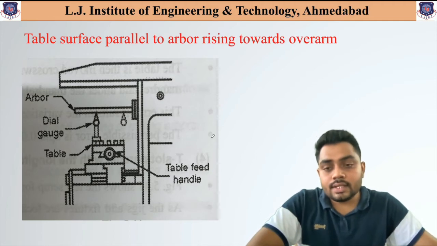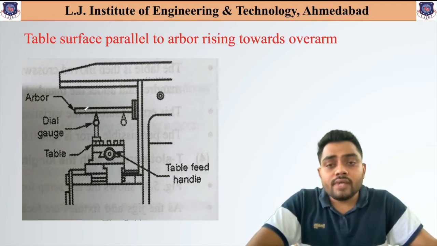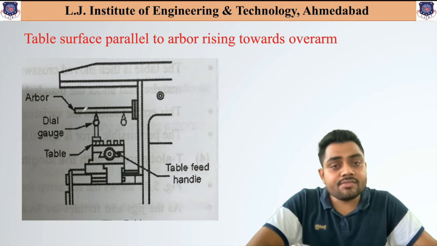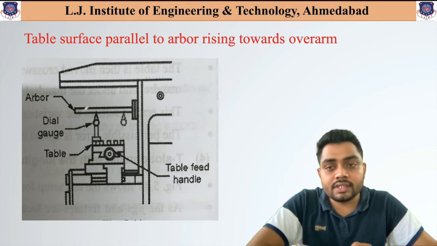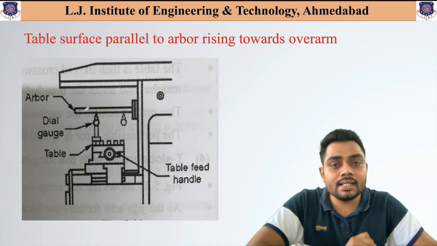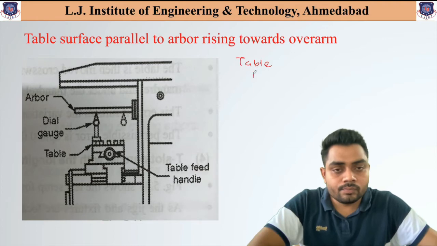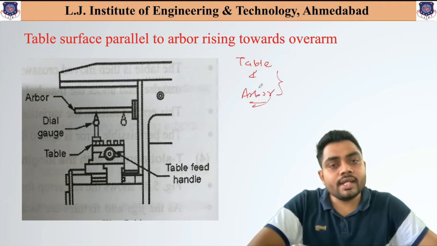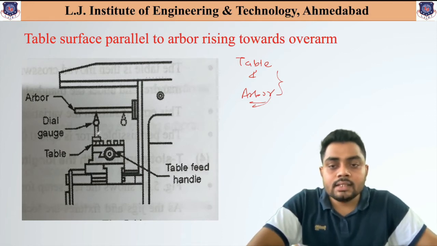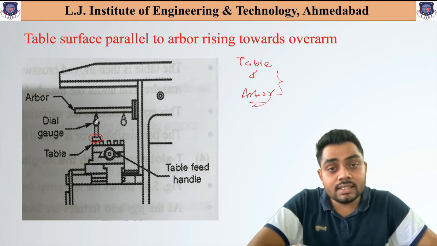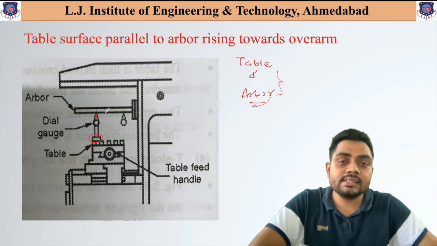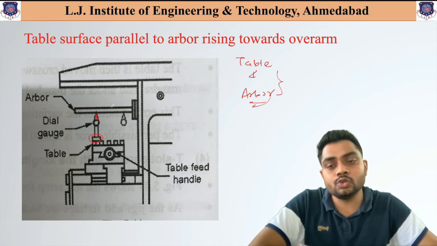Now here you can see that what we are doing is checking if the table surface is parallel to the arbor first. That means we need to check the parallelism between the table and the arbor. So we place the dial gauge base onto the table, and we attach the needle part of the dial gauge to the arbor.